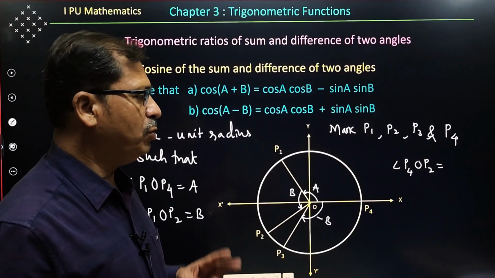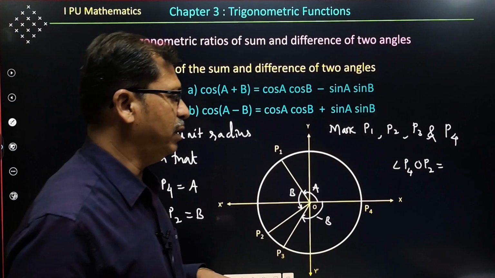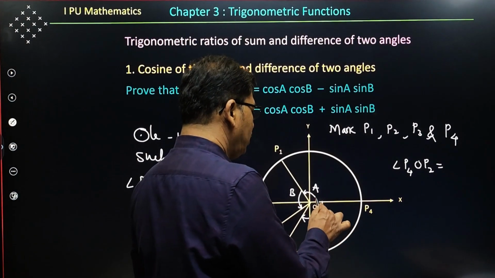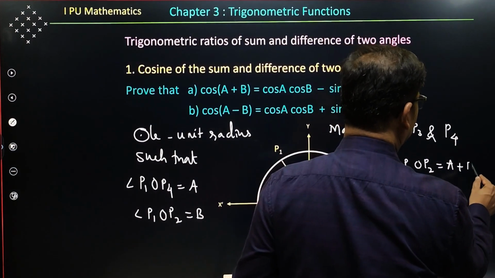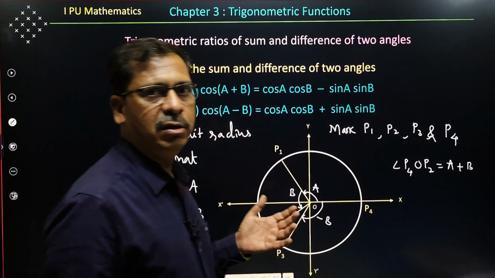It is a combination of two angles. You observe there carefully. That includes both A as well as B. That's why A plus B you can write. Visualize this scene in the figure.